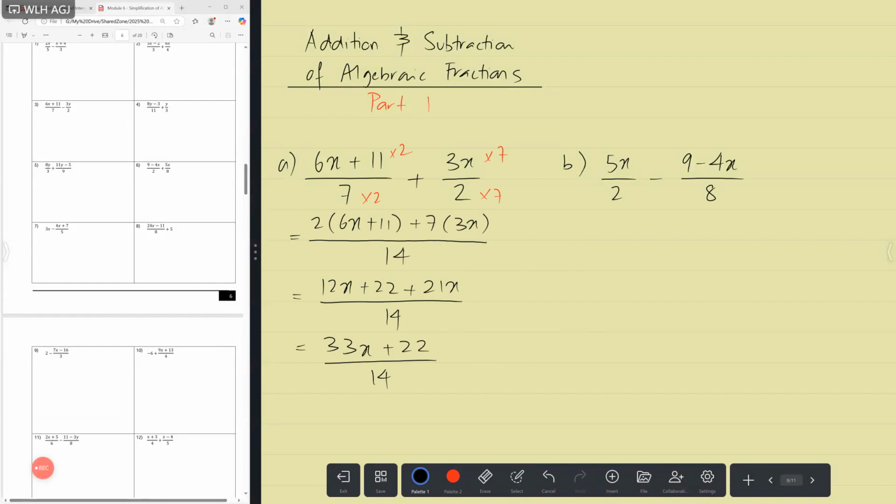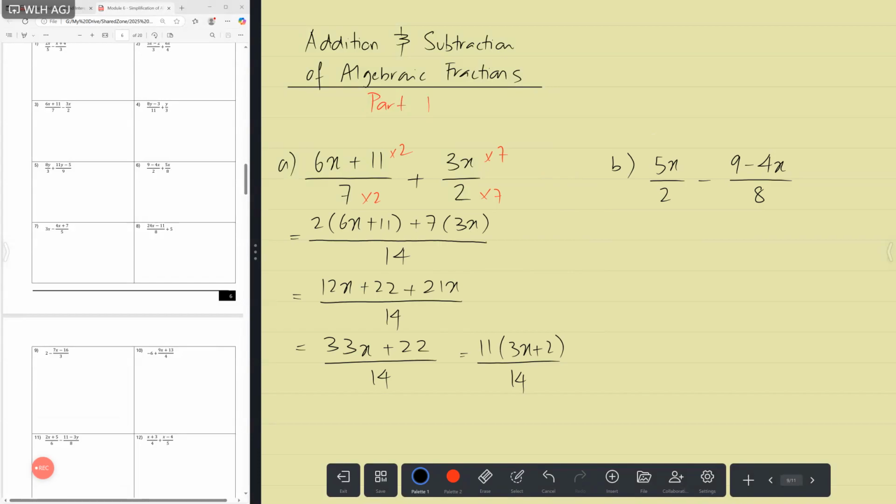Whether you need to factorize the numerator or not, that is a second thing. But what I see here is something you can factorize. So this is equals to 11 bracket 3x plus 2 over 14. It's good to factorize just to ensure that you have no common factors that can be simplified or cancelled off. All right, so that is addition of algebraic fractions.